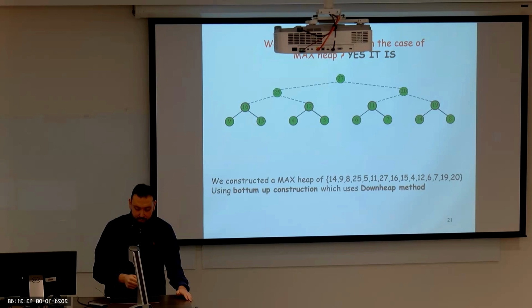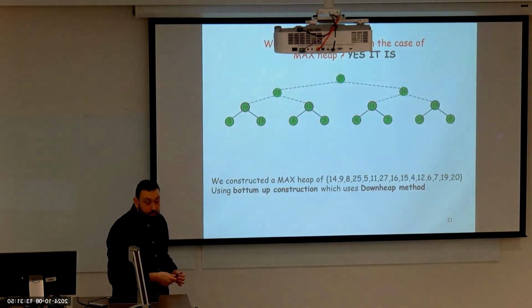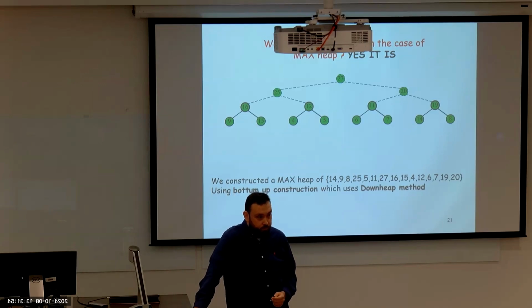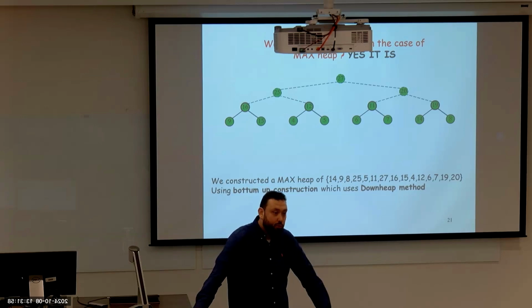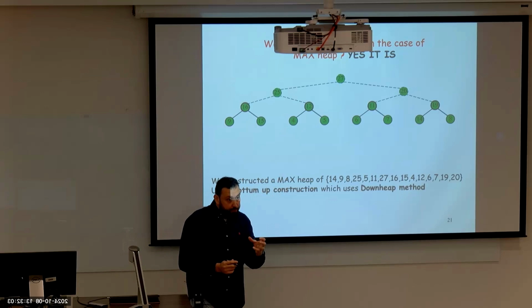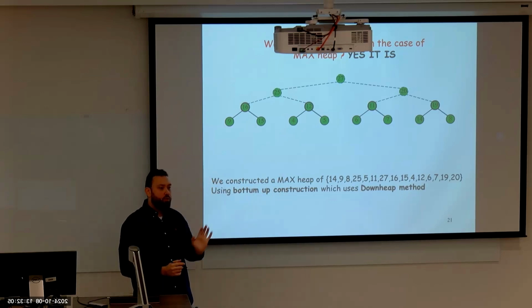Let me check if there's anything. Yeah, so there's no other. Yes, the complexity is n squared? It's not n squared. According to the slides, if you go back, we're going to end up with O of n for bottom-up heap construction, compared to n log n with the normal construction.